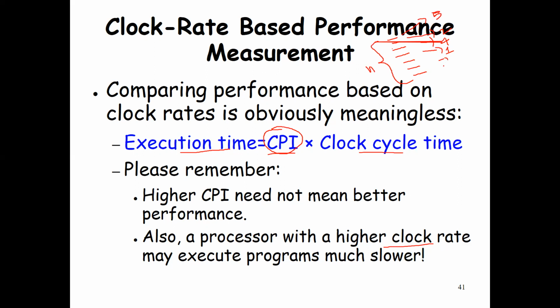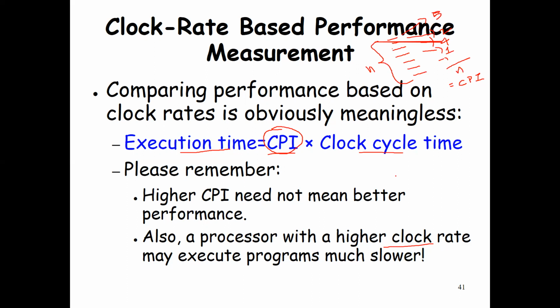Then we add all these clock cycles and divide it by n. As a result, what you get is called CPI, cycles per instruction. On average, how many cycles are required for one instruction? That is how the CPI is calculated. And execution time is calculated as CPI into clock cycle time.